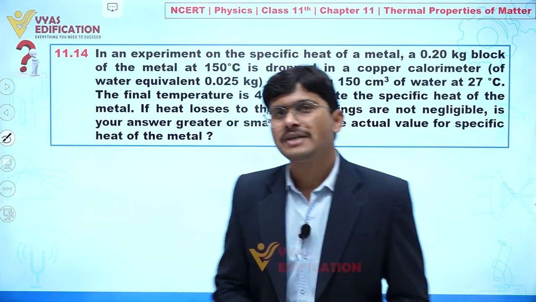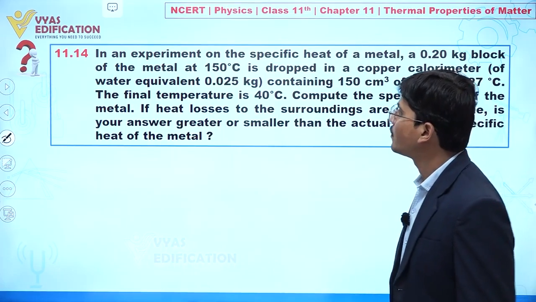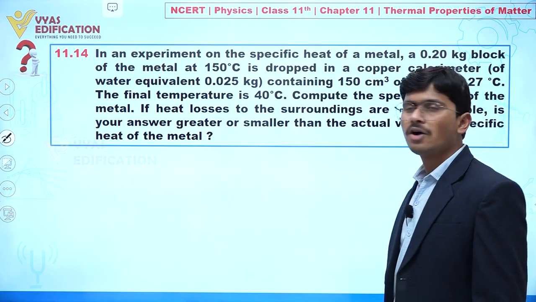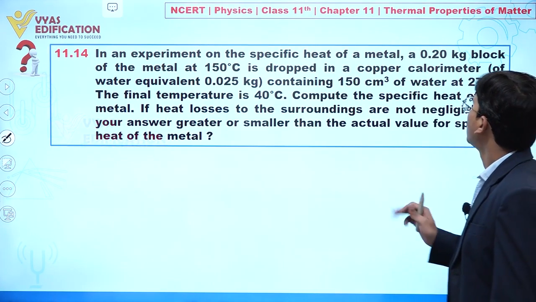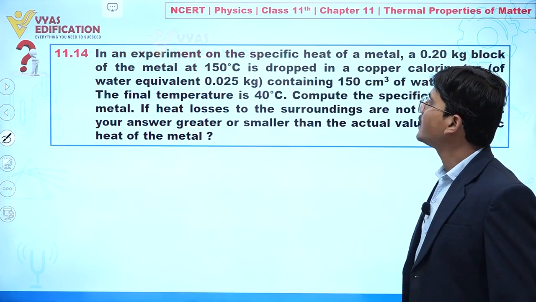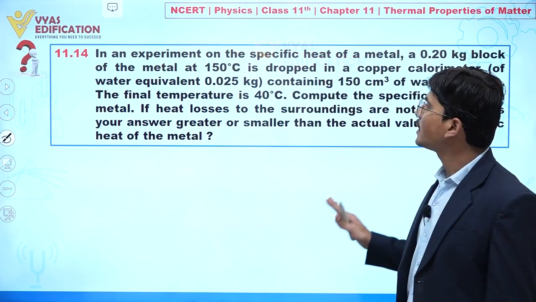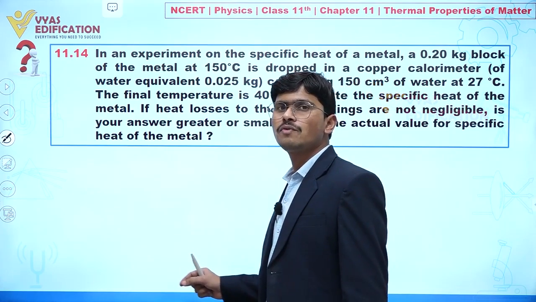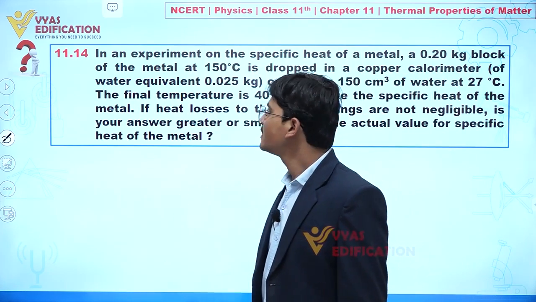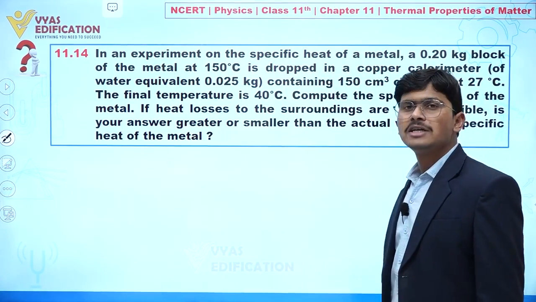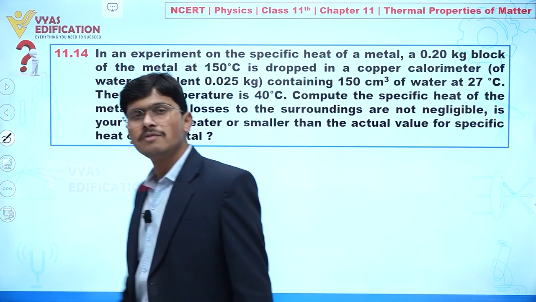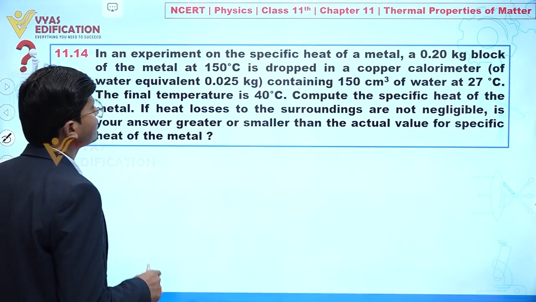Now dear student, we are going to discuss question number 11.14, and in this question it is given to you: in an experiment on the specific heat of a metal, a 0.20 kilogram block of the metal at 150 degrees Celsius is dropped in a copper calorimeter having water equivalent 0.025 kilogram, containing 150 centimeter cube of water at 27 degrees Celsius. Fine. The final temperature is 40 degrees Celsius. Now we have to find the specific heat capacity of this metal. Clear?